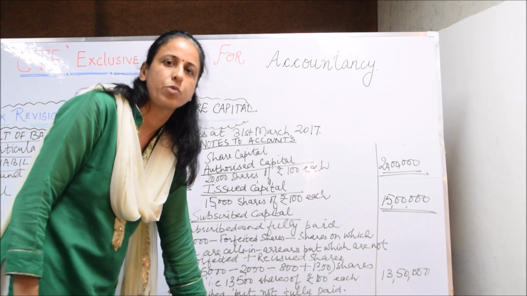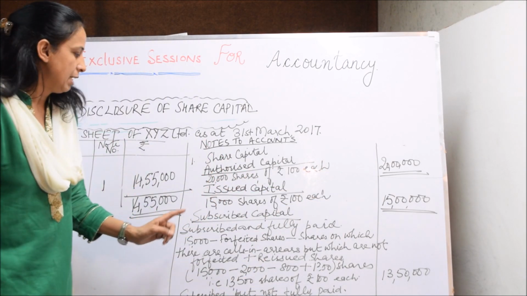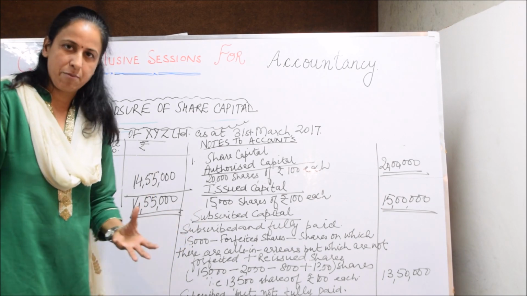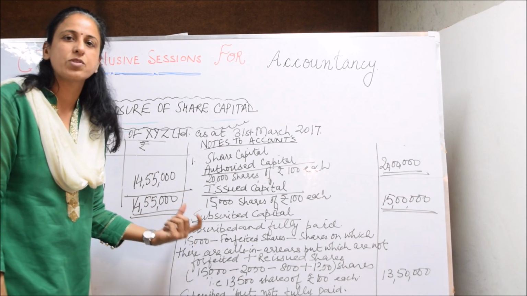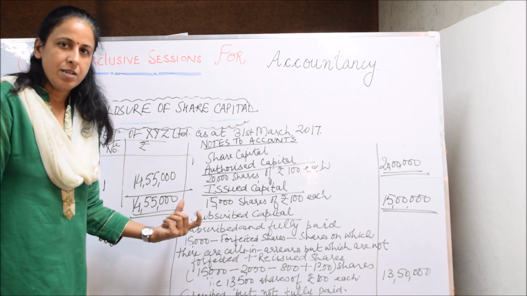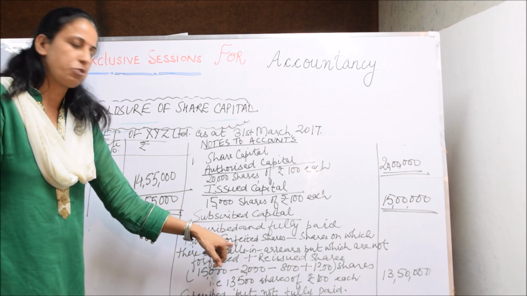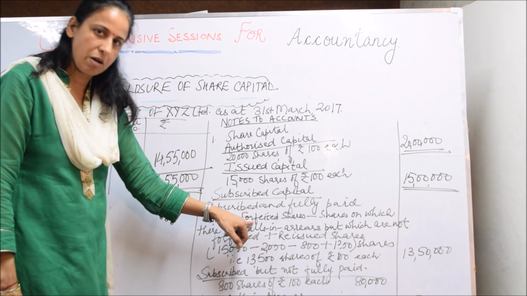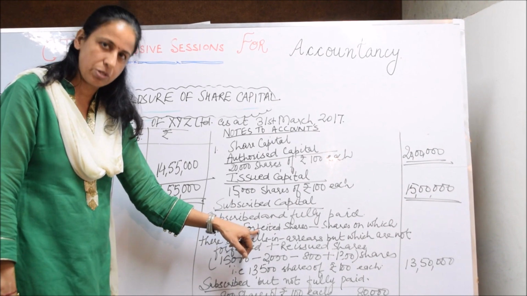Then everything will be shown under subscribed but not fully paid. Okay, in this question, I am taking an example. Suppose there are 15,000 shares which are subscribed by the public, and 2,000 shares are forfeited due to non-payment of certain amount. So we just deduct the number of shares forfeited.